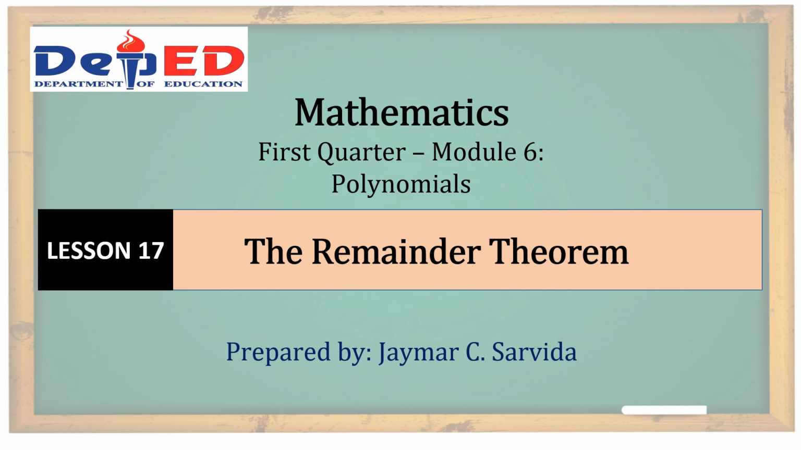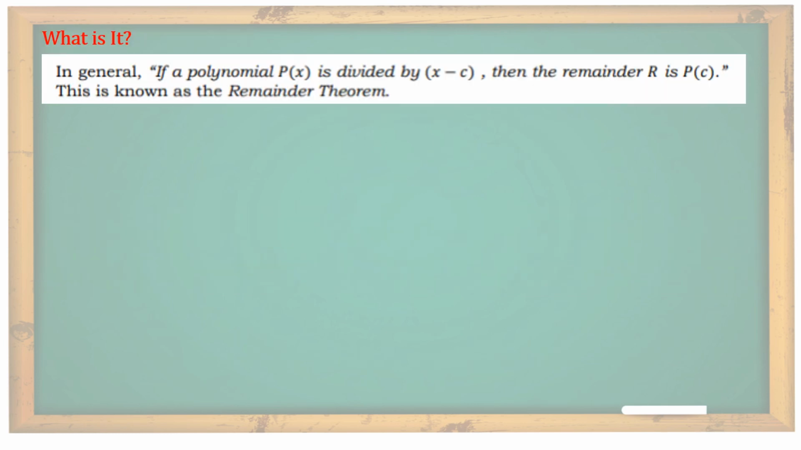And for today's topic, I am going to discuss the remainder theorem. In general, if a polynomial p of x is divided by x minus c, then the remainder r is p of c. This is known as the remainder theorem. So here is the proof of the remainder theorem.